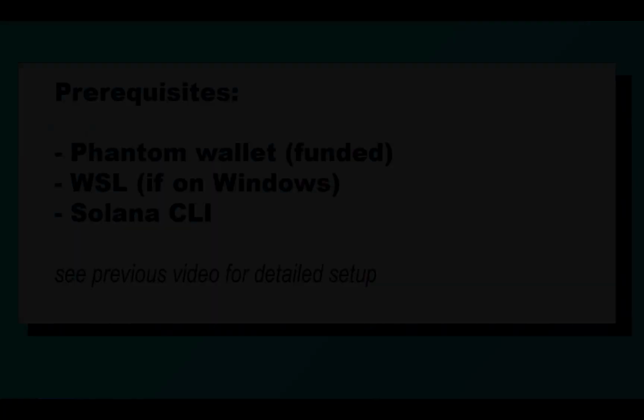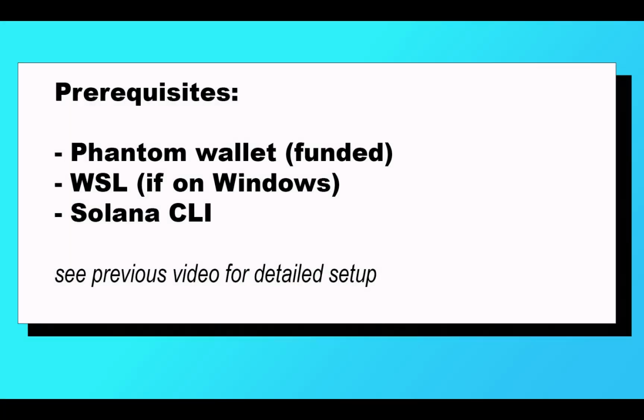So before we get started, here are a couple of things you'll need to have first. First of all, a Phantom wallet, and you'll need to make sure that's funded with enough SOL to cover all of the fees, including the minting fee and the fee for the liquidity pool setup. I'm guessing that's going to be somewhere between $5 and $10 total worth of SOL, but the mileage may vary based on when you're doing this, time of day, time of year, etc.